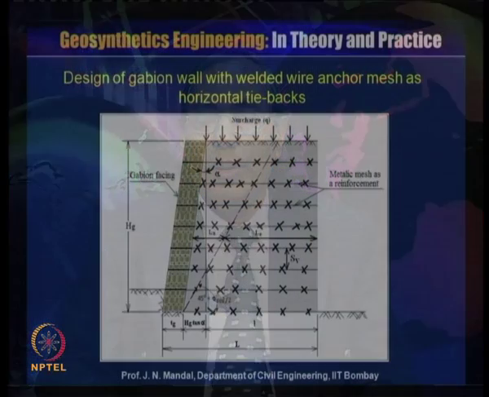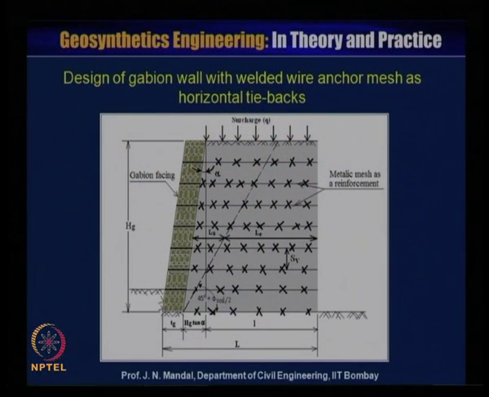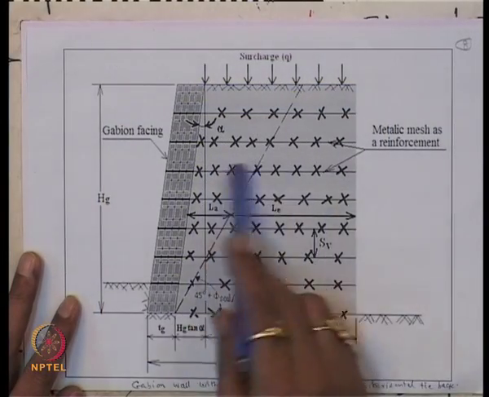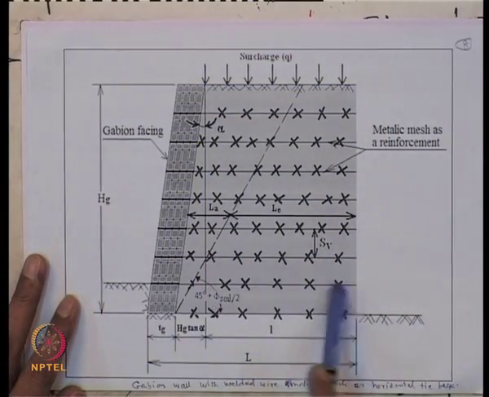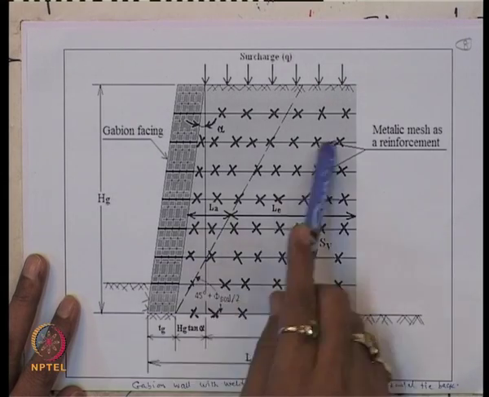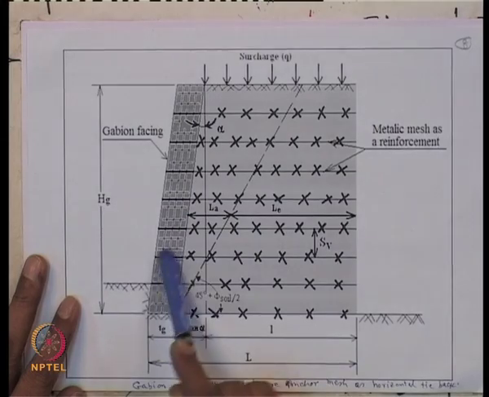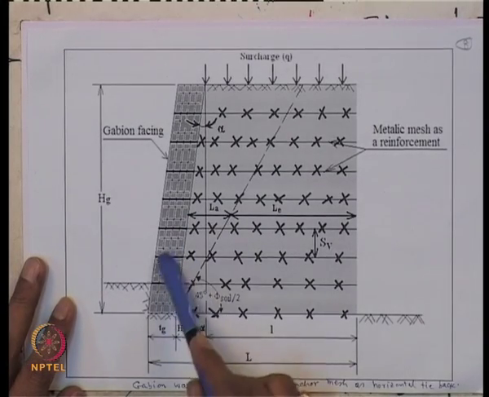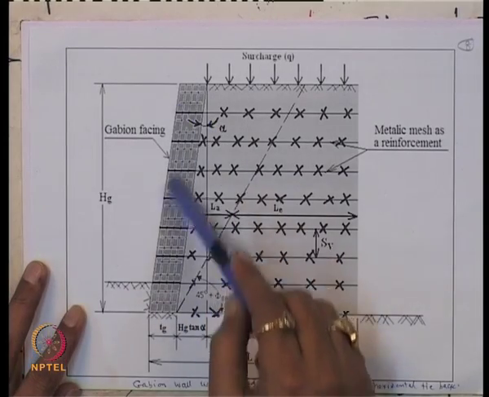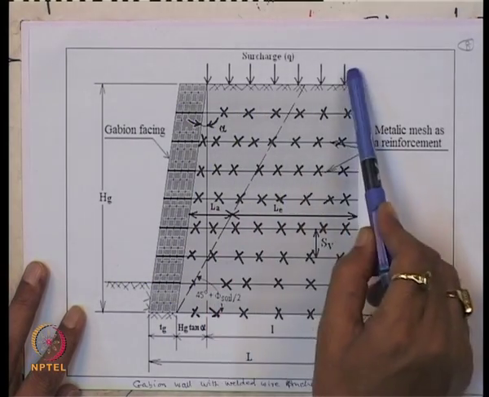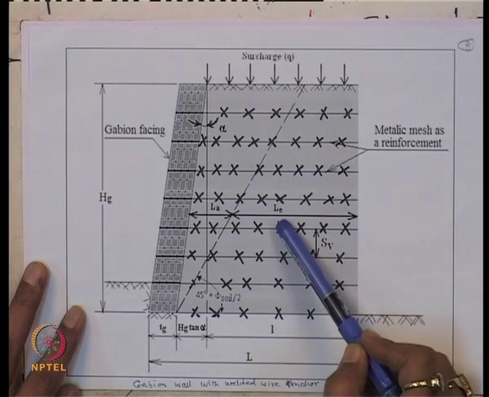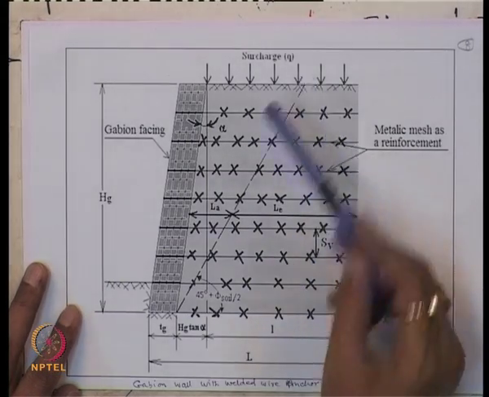Now, design of gabion wall with welded wire anchor mesh as a horizontal tie back. Now, here you can see that this is the gabion wall with welded wire anchor mesh as a horizontal tie back. So, this is fixed with the gabion. This is gabion as a facing, and there is a surcharge, and this is metallic mesh as a reinforcement, and this is the failure line.